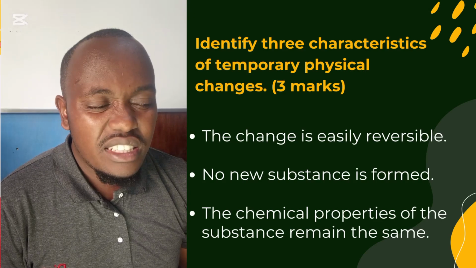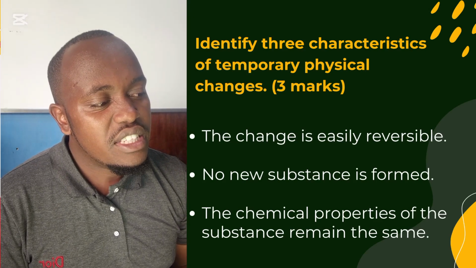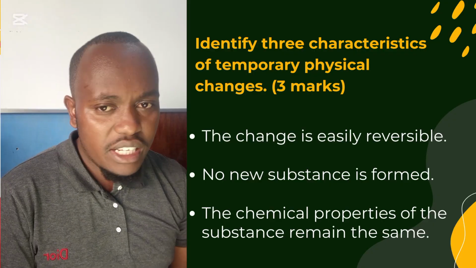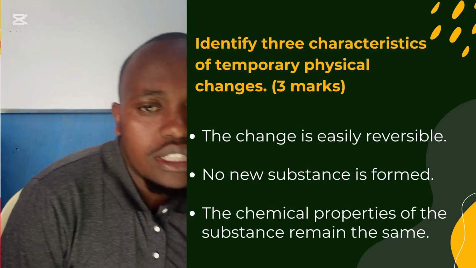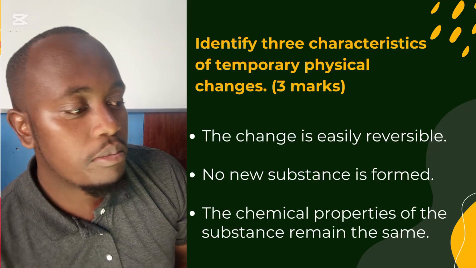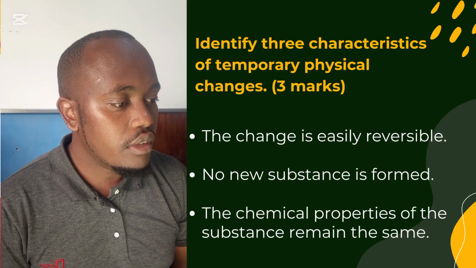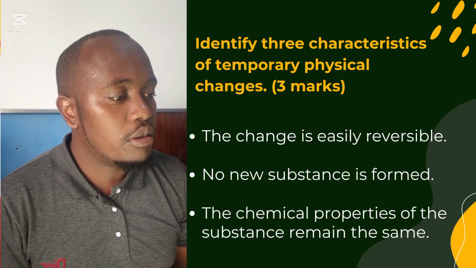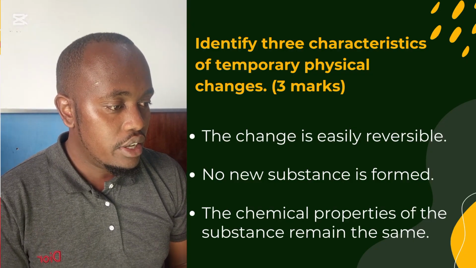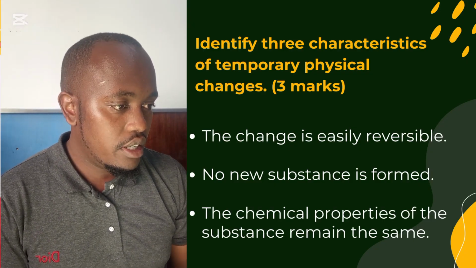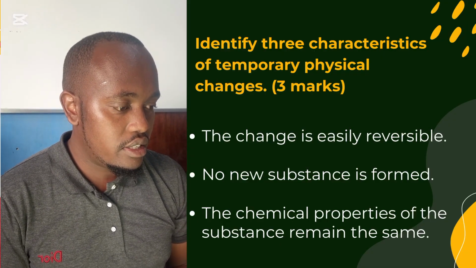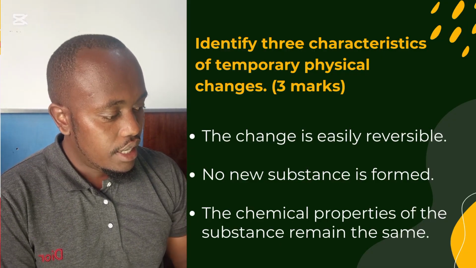The other thing is that while these changes occur, there is no new substance that is formed. When you melt a solid ice cube, it is still water. The properties are the same. And the last one is chemical properties of the substance remain the same. Chemical properties of the substance, whether in different forms that undergo temporary physical change, will always remain the same. Great.